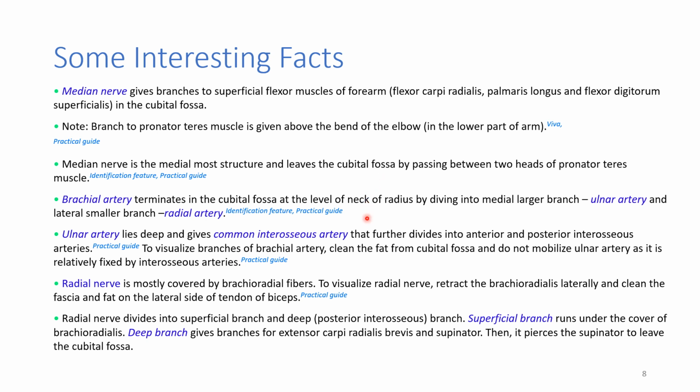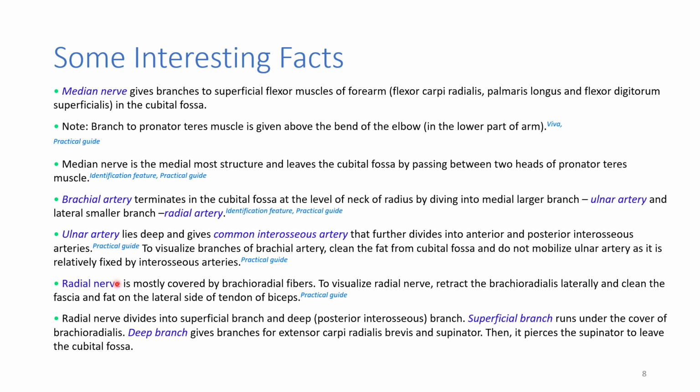The brachial artery terminates at the level of the neck of the radius by dividing into the ulnar and the radial artery. Ulnar artery lies deep and gives the common interosseous artery, which further divides into anterior and posterior interosseous arteries. To visualize the branches of the brachial artery, you have to clean fat from the cubital fossa and not mobilize the ulnar artery, as it is relatively fixed by the interosseous arteries. So that you will be doing in the dissection hall, at the time of dissection of the cubital fossa.